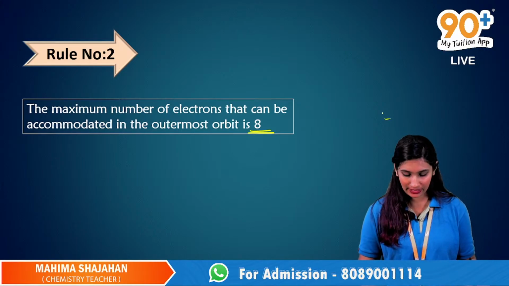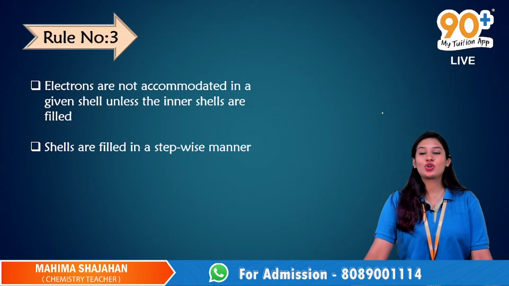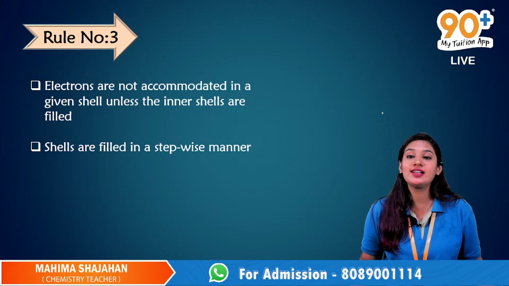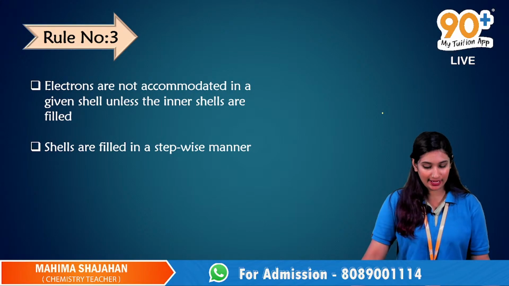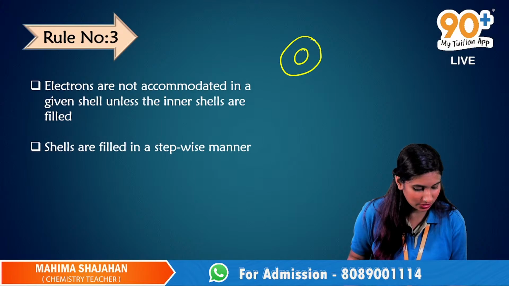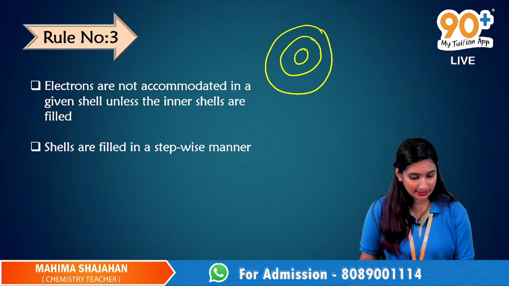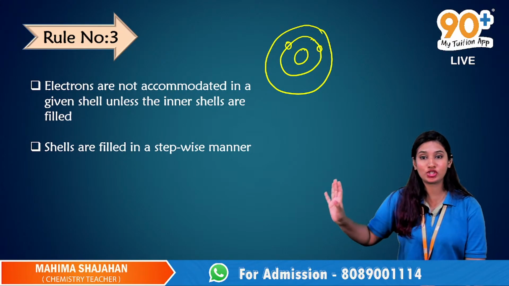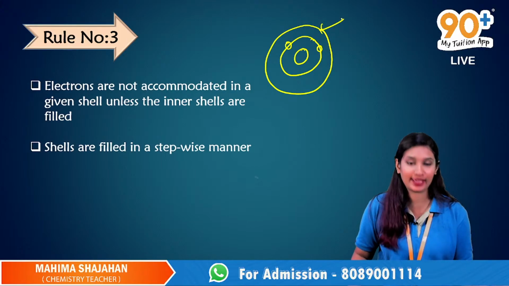Now, the last rule, which is our third rule. The electrons are not accommodated in a given shell unless the inner shells are filled. That is, if this is the nucleus, and this is the first shell and this is the second shell, the first shell will be filled to maximum capacity. The first shell should be filled, then only it will move towards the second shell.